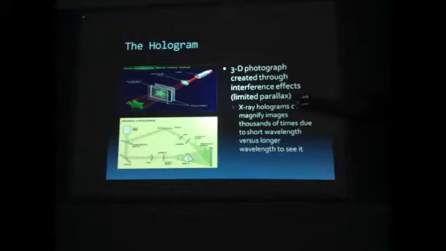It has a limited parallax. It's a weird word, but that means you can see around its sides to a limited extent. I mean, if you turn the hologram, you can sort of see the sides. You just can't see the back. So it's limited parallax. If you had a full parallax, you could see the back.